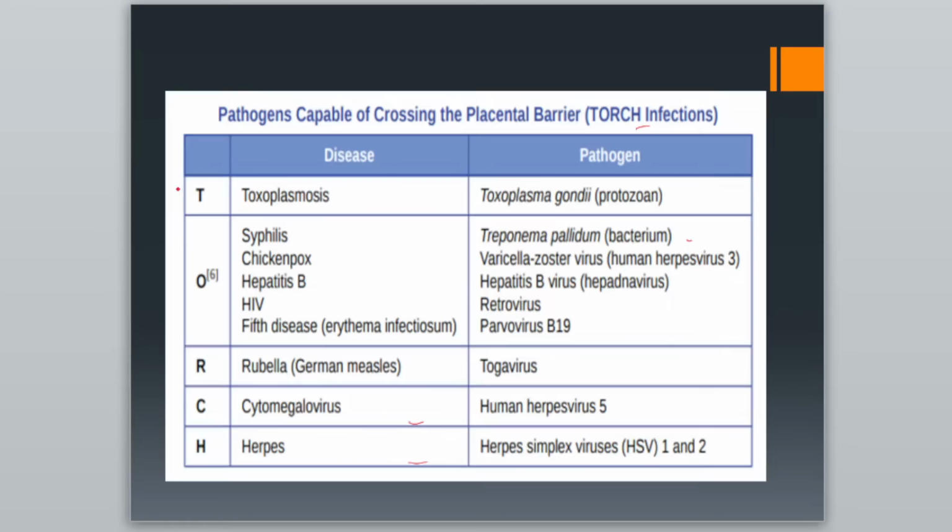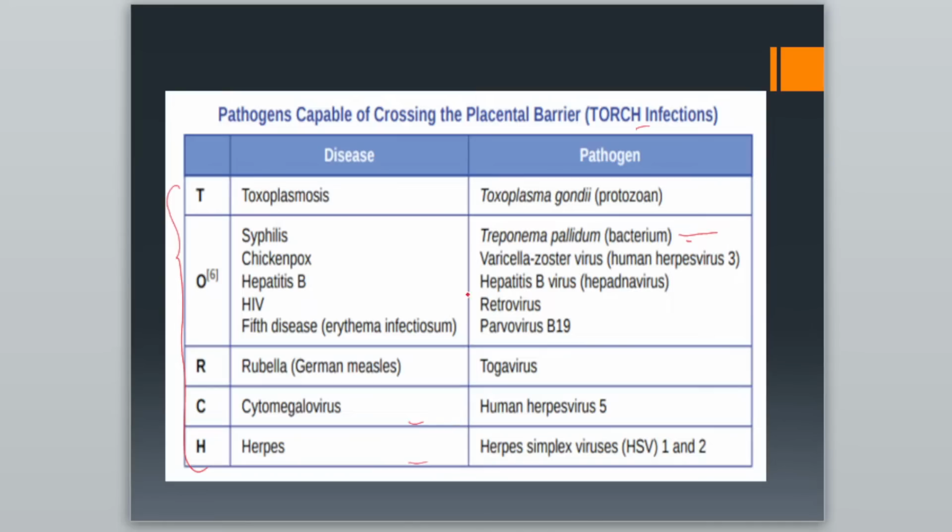TORCH is an acronym given for these infections. The first one is toxoplasmosis. It is caused by Toxoplasma gondii, a protozoan. Then syphilis, chickenpox, hepatitis B, HIV, and the fifth disease, known as erythema infectiosum. These are caused by bacteria and viruses. Syphilis is caused by Treponema pallidum.